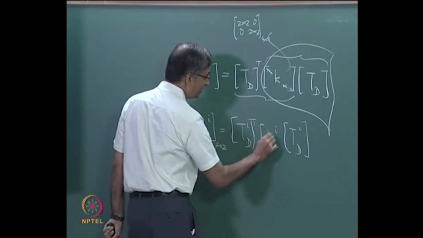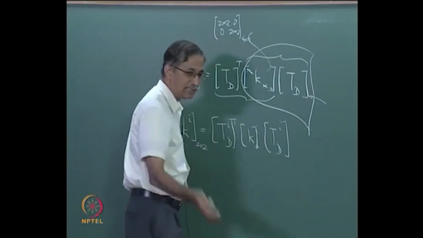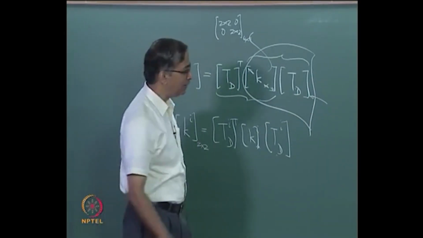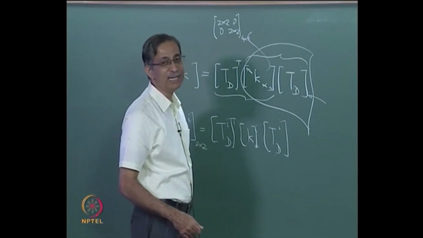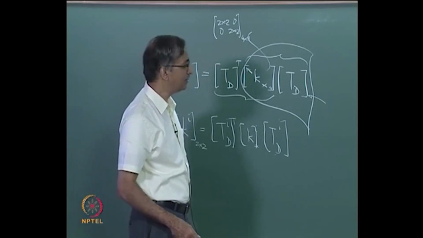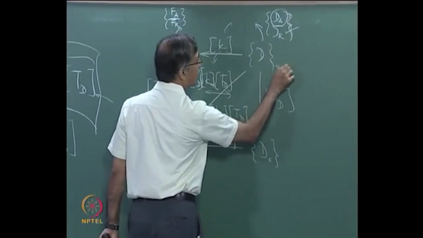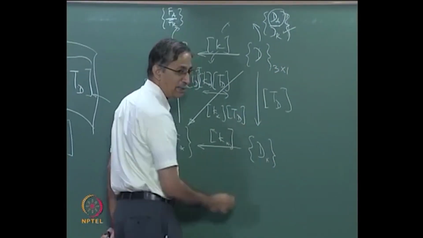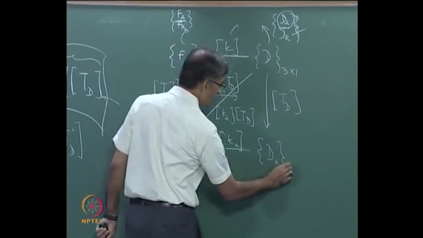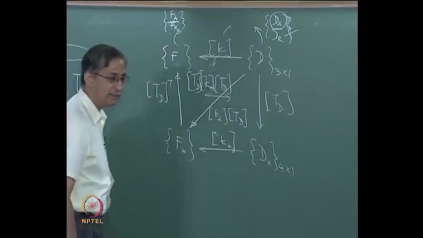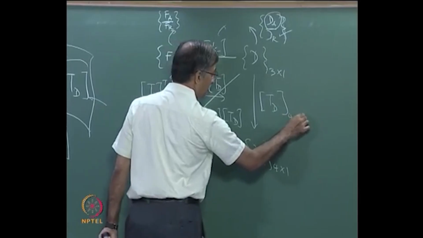What's the size of this? This includes all the elements. What's the size of TDi? That's the one we did. 2 cross 1, sir. TDi is 2 cross 1. How many global coordinates are there? 3. So what's the size of this vector? It's 3 by 1. What's the size of this one? Well, 4 by 1 if you are assembling them all together, right? So what will be the size of this? 4 by 3, right?